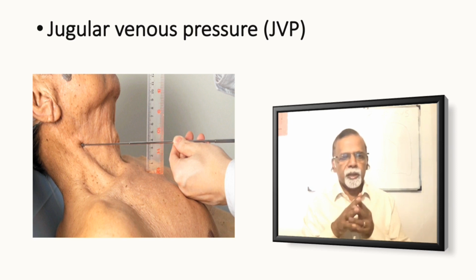Once you have completed the face, now it is time to examine the neck. In the neck we are interested in one, the jugular venous pulsations, second, the trachea, the thyroid, and the lymph nodes. These are the minimum 4 things you should examine in the neck. Details of the jugular venous pressure and measurement is discussed along with the cardiovascular system.